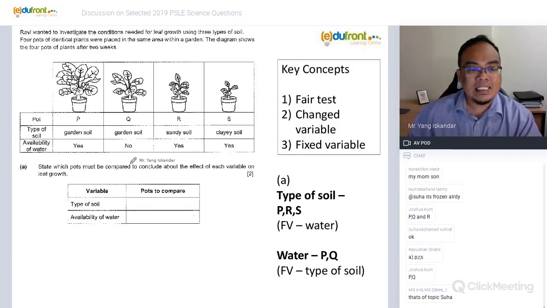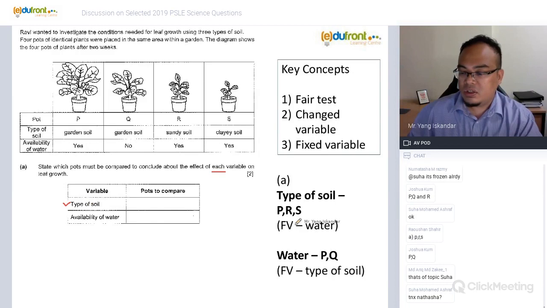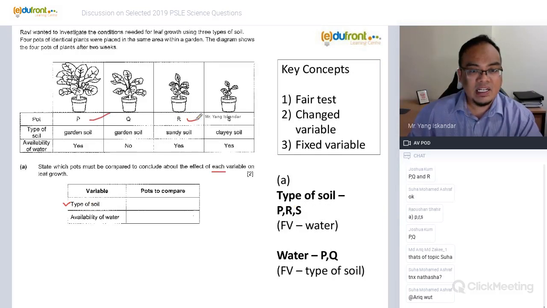State which pot must be compared to conclude about the effect of each variable on the leaf growth. Okay, so they change the variable here. First thing, when you want to test the effect of the type of soil, what do you choose? P, R, and S. Okay, why? Because if you want to test the different types of soil, you need to have different types of soil in all your setup. So you have the garden soil, the sandy soil, and the clayey soil here.